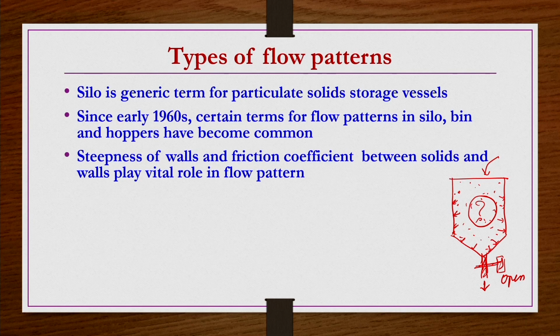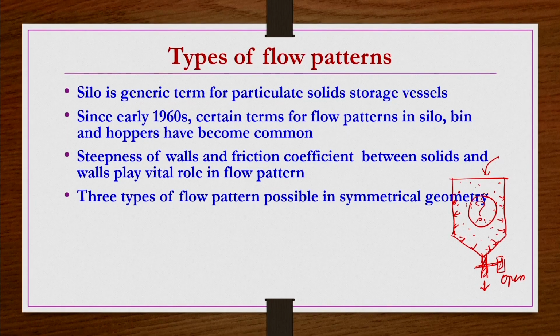So, those different possibilities of flow patterns we are going to see now. In general, 3 types of flow patterns are possible in symmetrical geometry. We are discussing in general the symmetrical geometry. When you have non-symmetric geometries, things may be different because of the locations of the outlet etc., and the non-symmetric nature, so we are not discussing that. In this particular lecture we are discussing the symmetrical geometry. In symmetrical geometry 3 types of flow patterns are possible.